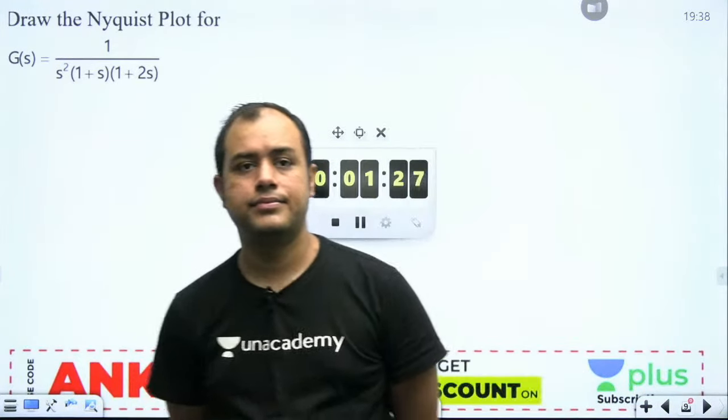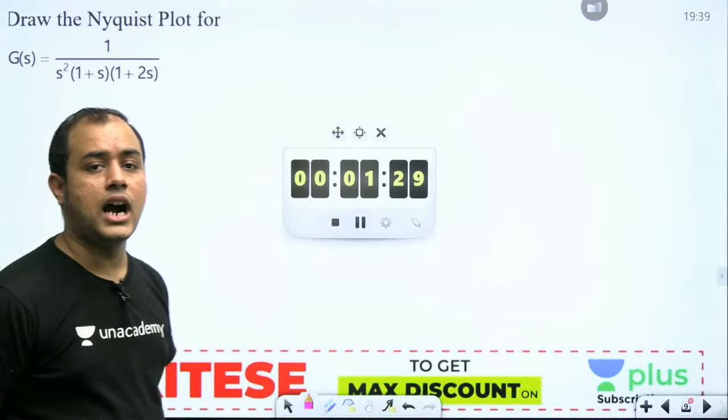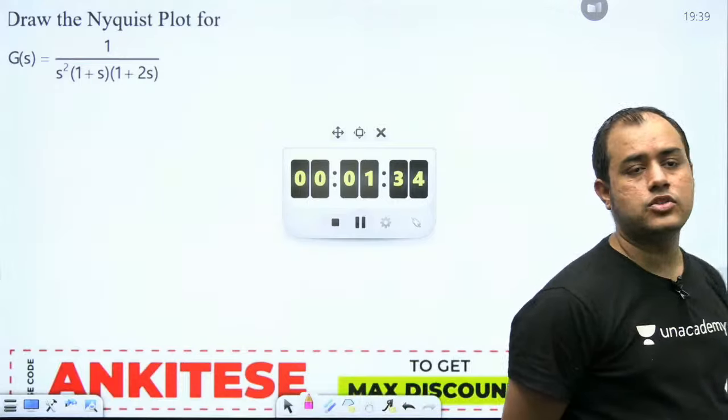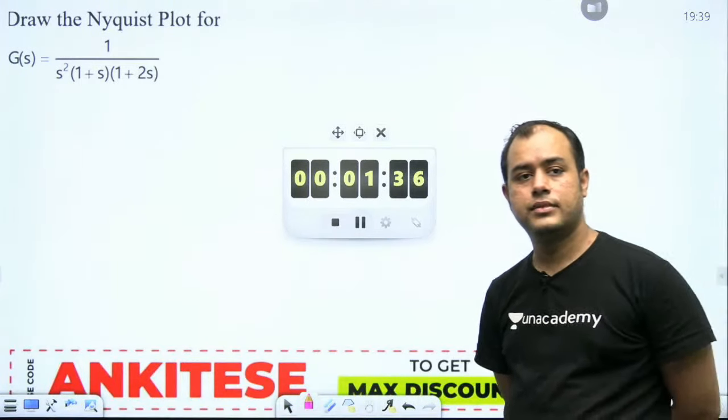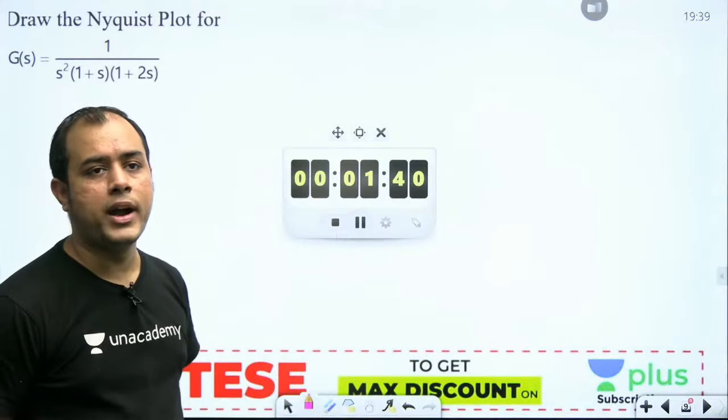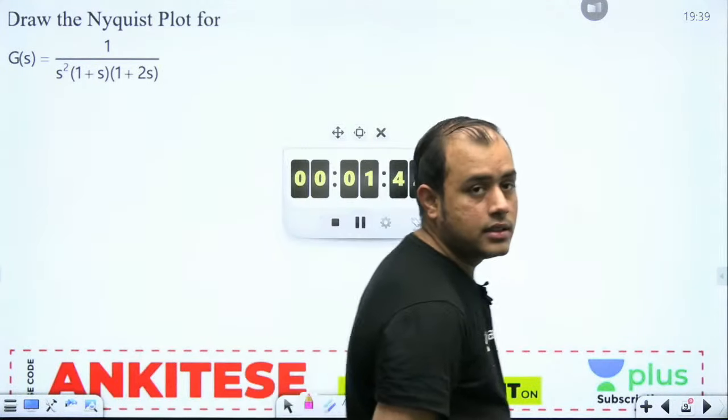Swagat is asking how 5 and minus 0.5 came. Swagat, my dear, try and solve the inequality. Okay, try and solve the inequality. You will understand how 0.5 and 5 came.